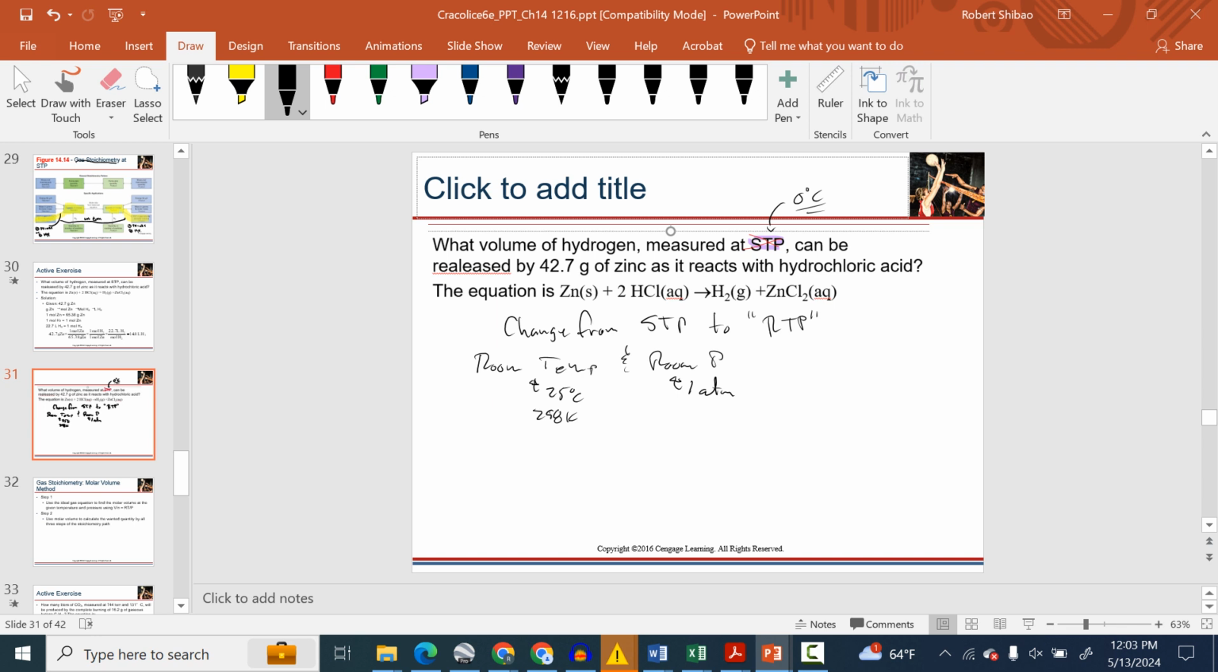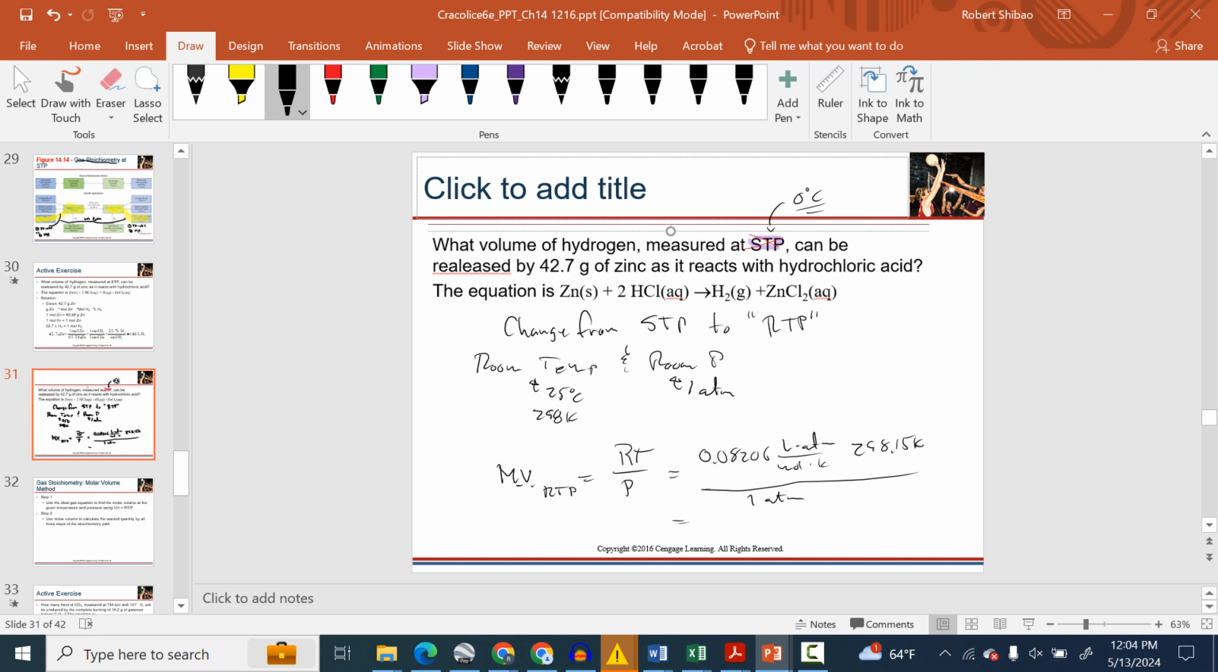What is the molar volume of gas at RTP? Let's calculate it. The molar volume at RTP is going to equal RT divided by P. R is 0.08206 liters times atmosphere per mole Kelvin. T is 298.15 Kelvin. P is exactly 1 atmosphere. So let's calculate RT over P, which is the molar volume.